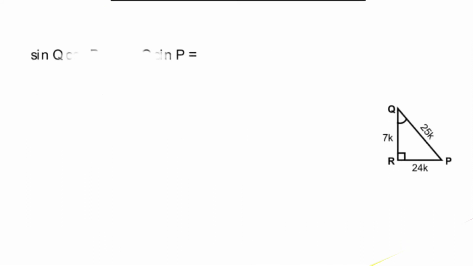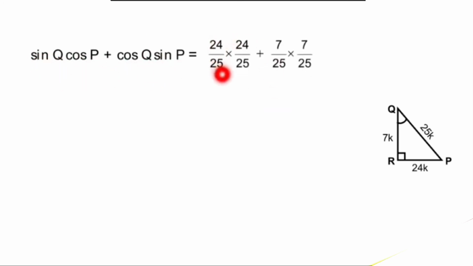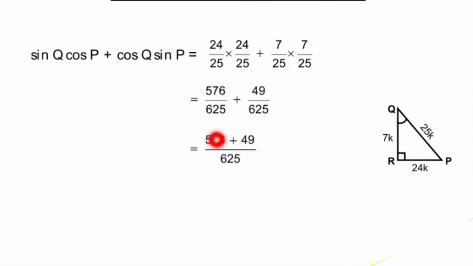Now let us substitute the values of sin Q, cos Q and sin P in this expression. Then we get 24 by 25 into 24 by 25 plus 7 by 25 into 7 by 25. By multiplying these fractions, we get 576 by 625 plus 49 by 625. By adding these two fractions, we get 576 plus 49 whole by 625.